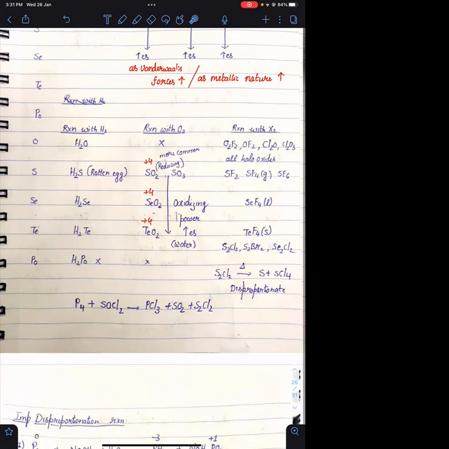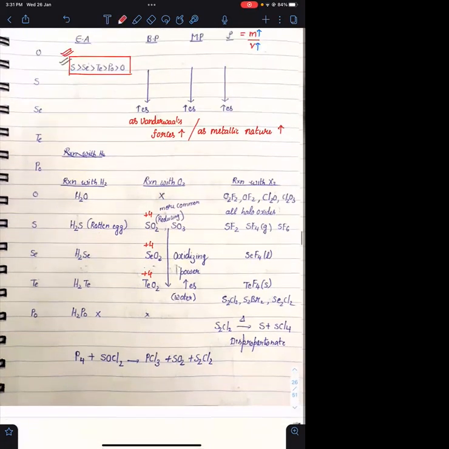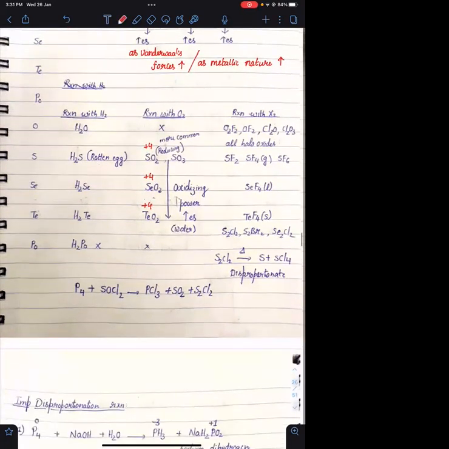Very, very important. Down the group, yahan pe statement chahiye ho to likhta hun. Down the group, stability of higher oxidation state decreases and lower oxidation state increases. Okay, यहाँ पे I'm writing about the oxidizing power.